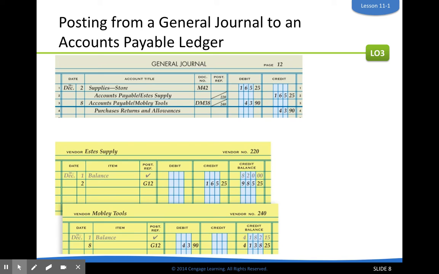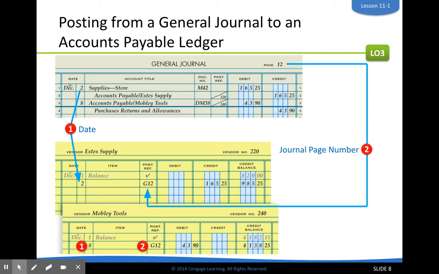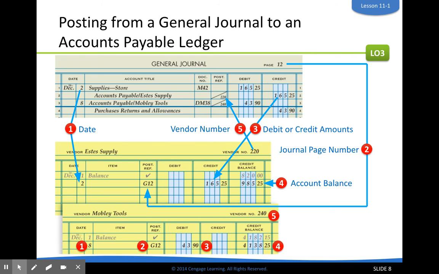When we post with these new diagonal lines, it's not a whole lot different than when we've posted for the last 10 chapters, but we'll start by posting to our specific vendor accounts. Starting with the date, notice that we'll have G12 for General Journal, page 12. Our credit amount or the debit amount. Update the account balance, and then finally put the account number. Notice very small there on the right side of the diagonal line because the company name is on the right side of the diagonal line in the account title.